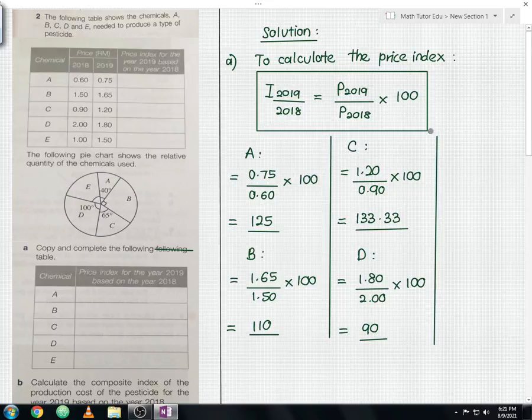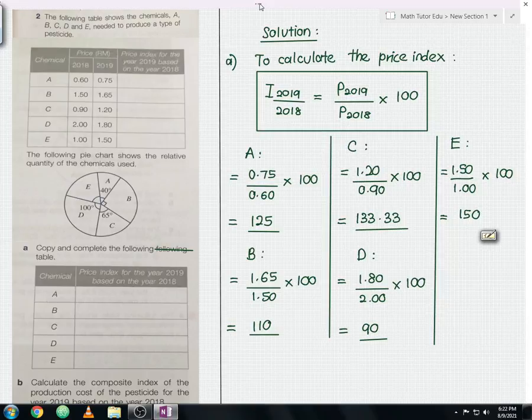Okay, so our final chemical, we are required to find the price index for chemical E. So from here, 1.50 divided by 1.00, times 100. Okay, you calculate this, you should get your price index for chemical E is 150. Let me underline this.